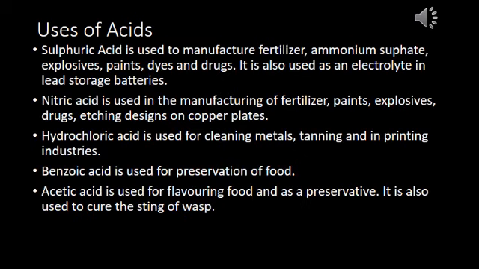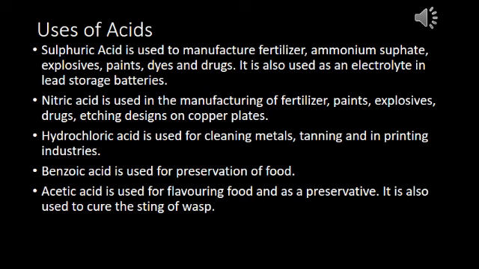Now, here are some uses of acids, the acids which we use in our daily life. Sulfuric acid is used to manufacture the fertilizers ammonium sulfate, calcium superphosphate, explosives, paints, dyes, drugs. It is also used as an electrolyte in lead storage batteries. As it is a good conductor, that is why it is used in lead storage batteries.